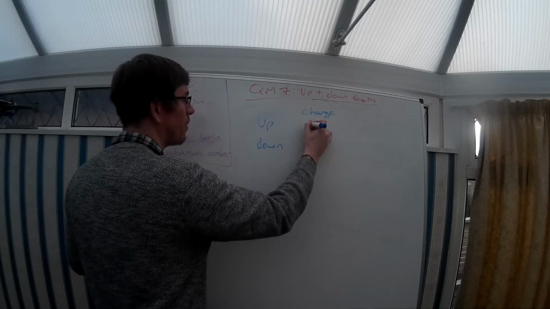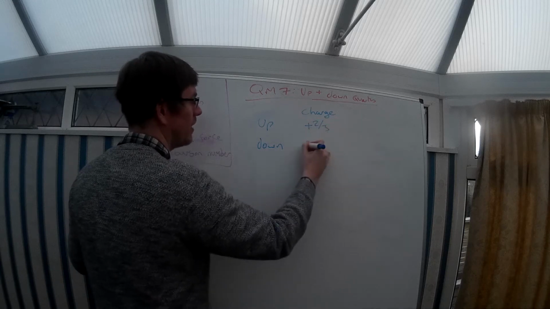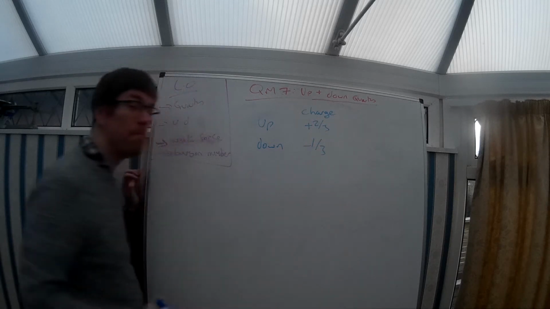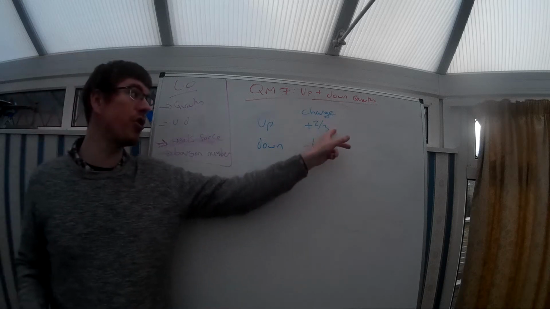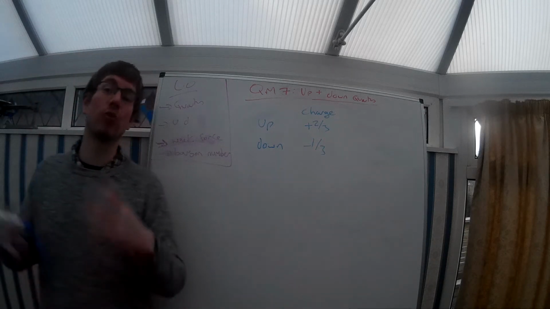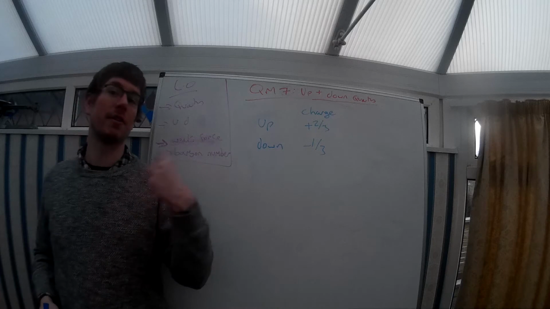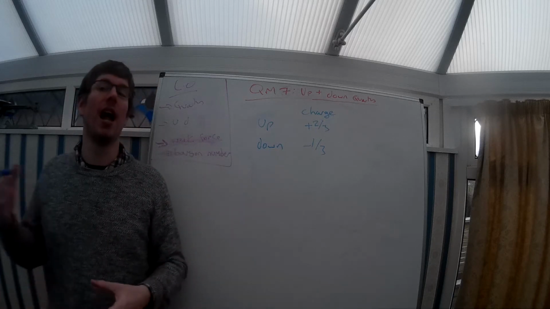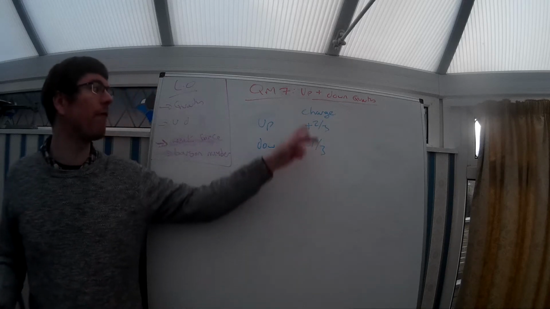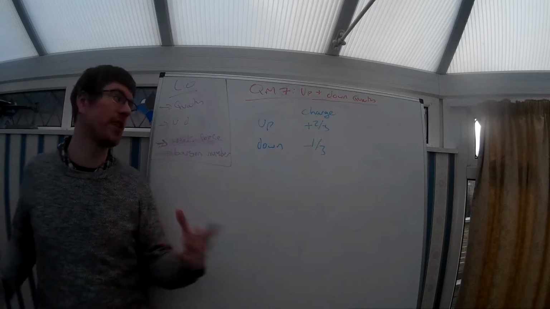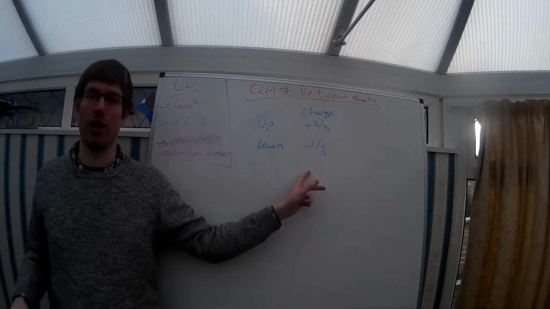The charge on the up quark is plus 2/3, and the down quark is minus 1/3. Now remember, this is not in coulombs. This is relative charge in the same way that a proton has one relative charge and an electron minus one. These are fractions of a coulomb, but it's far more sensible to just talk about the relative charge.